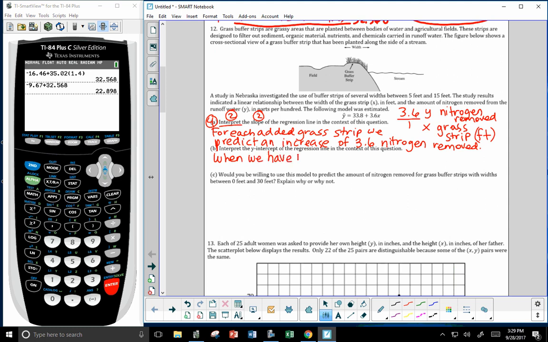Okay, part C, would you be willing to use this model to predict the amount of nitrogen removed from grass buffer strips with widths between 0 feet and 30 feet? Explain why or why not. There was a huge keyword, and the answer to this is no, you would not. This is a 4-point question. You had to give no, and you had to give an explanation of why.